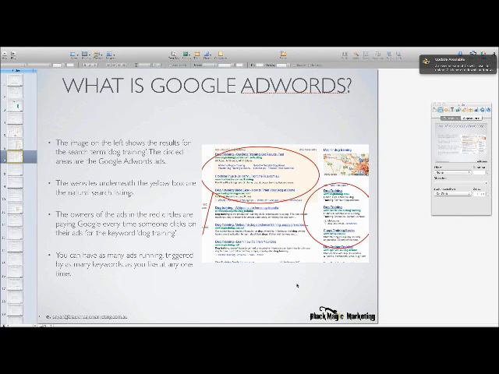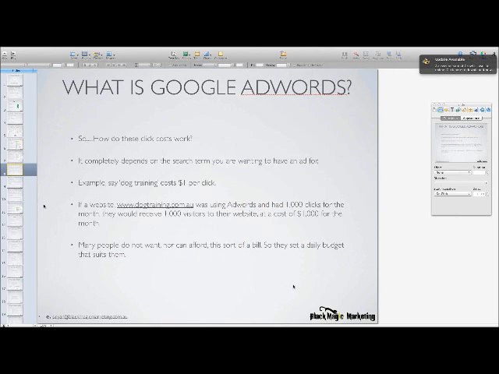Now, the owners of the ads, as I've written here, these ads in the red circles are paying Google every time someone clicks on their ad, and they would have specified a daily budget, and that might be $10, it might be $50, it might be $1,000, it might be $5, but once that budget for the day has been exhausted, your ads will come down, and they'll reset again at midnight that night for the next day, and that's how you're able to control your monthly budget.